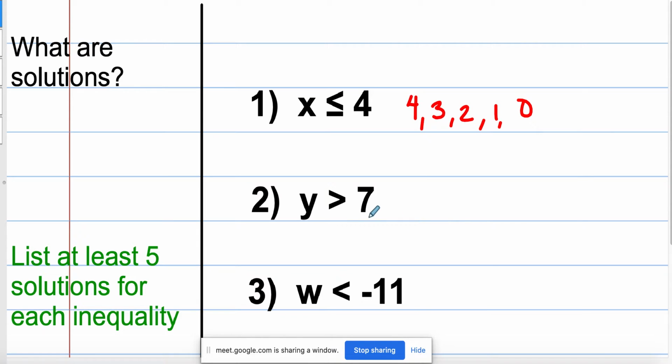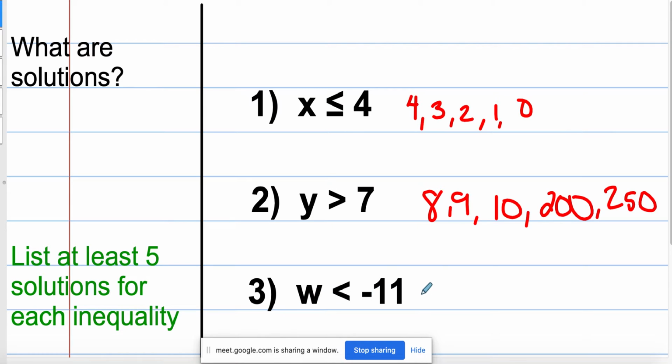Okay, so let's take a look. I need y greater than 7, so I need numbers greater than 7. It can't equal 7, so I could have 8, 9, 10, 200, 250. Y is less than negative 11, so it would be like negative 12, negative 13. Remember, the bigger the number in the negatives, the smaller it actually is.